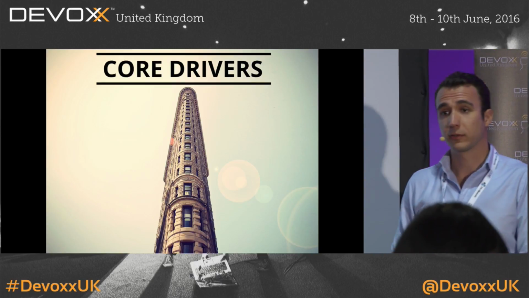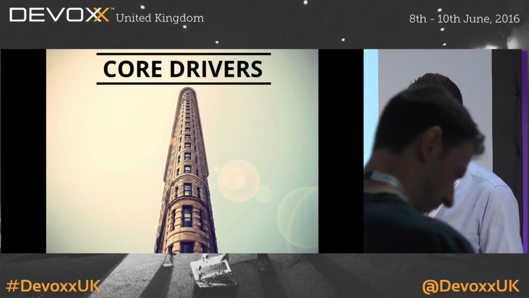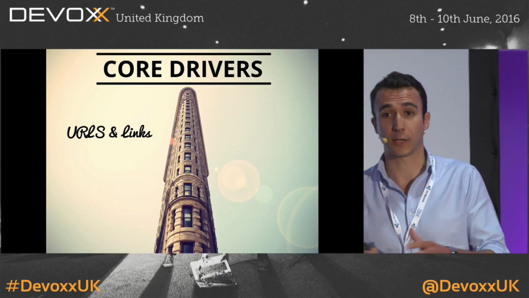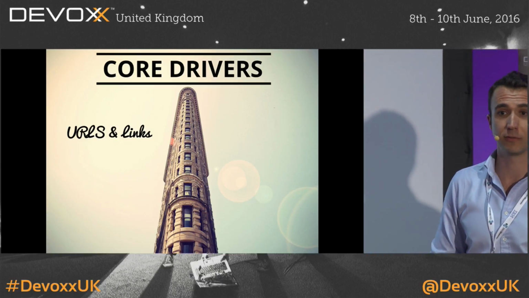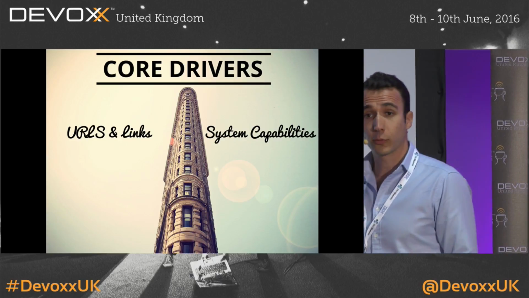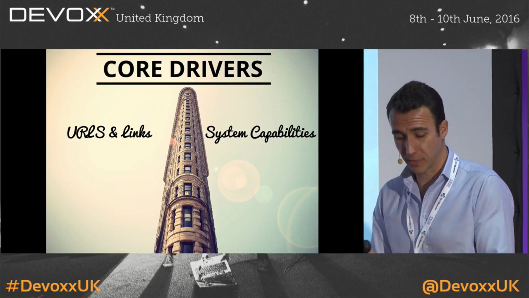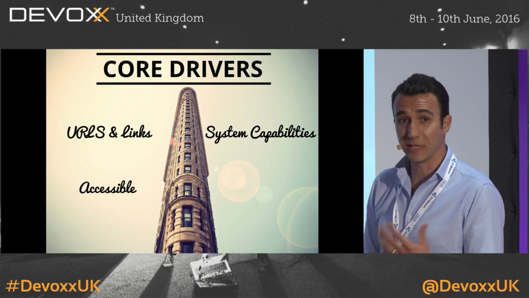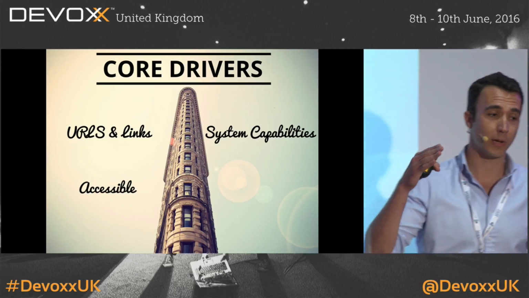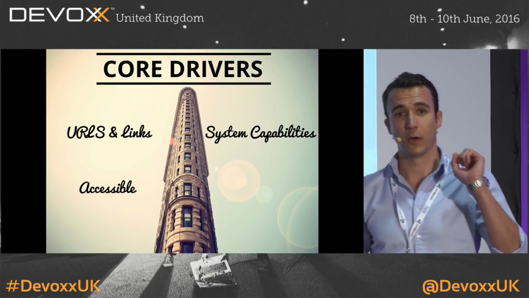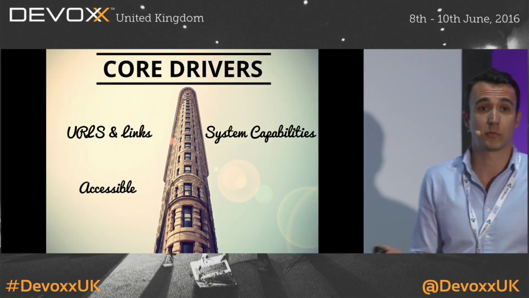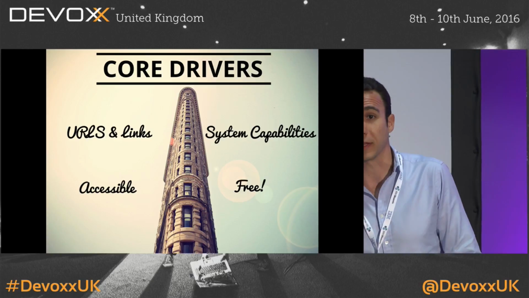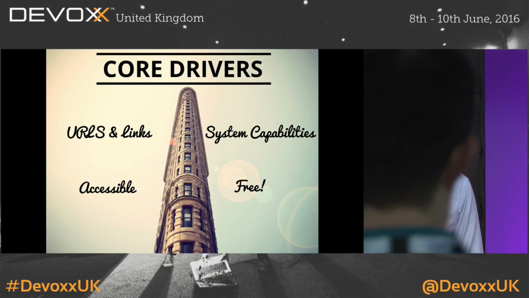Now, there's a few core drivers behind the idea of progressive web apps. First of all, they should use URLs and links, so they're exactly like your normal websites you build every single day, especially if you develop for the web. They should also be able to access the system capabilities, things like Bluetooth, things like accessing the camera, all these sort of things. They should be easily accessible. You shouldn't have to go through Google Play Store or Apple App Store to get to it. You should just type in a URL and go to it, and that's a progressive web app. And finally, they should be free. Why should our users have to pay for this great benefit?